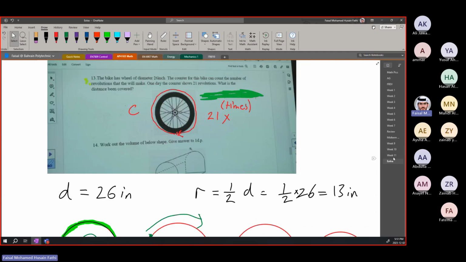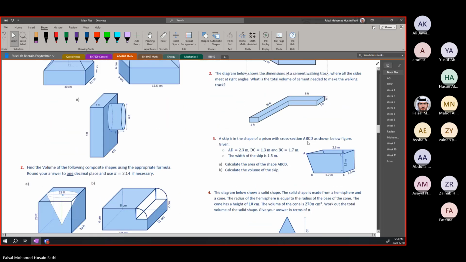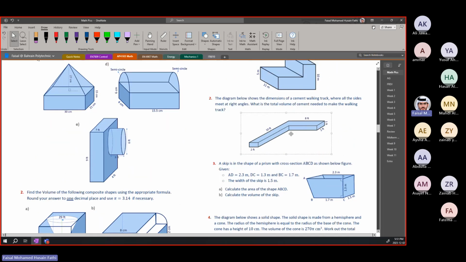Let's see any other questions. Same exact concept here. Let's see what the diagram shows. The dimensions of the cement walkway, where all the sides meet at right angles. What is the total volume? Same exact thing. You will cut it at this side. You will have two rectangular prisms. Calculate. Done. Solution found.